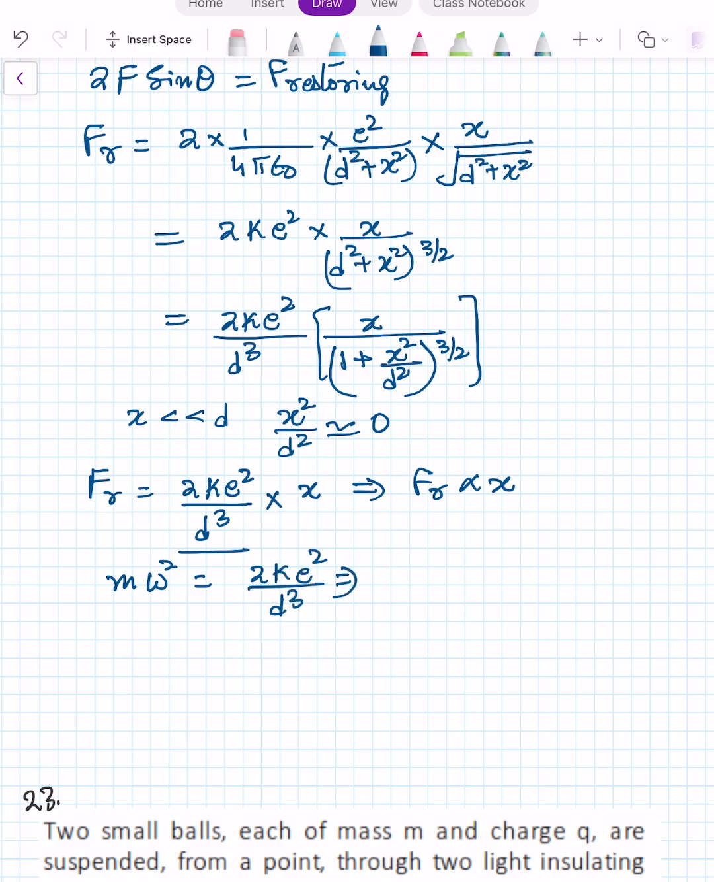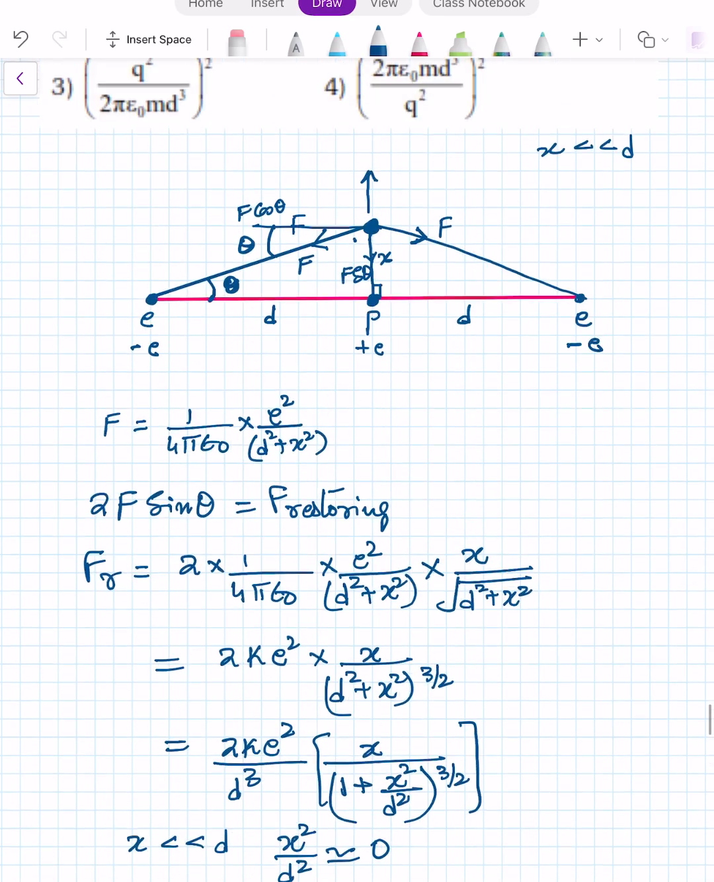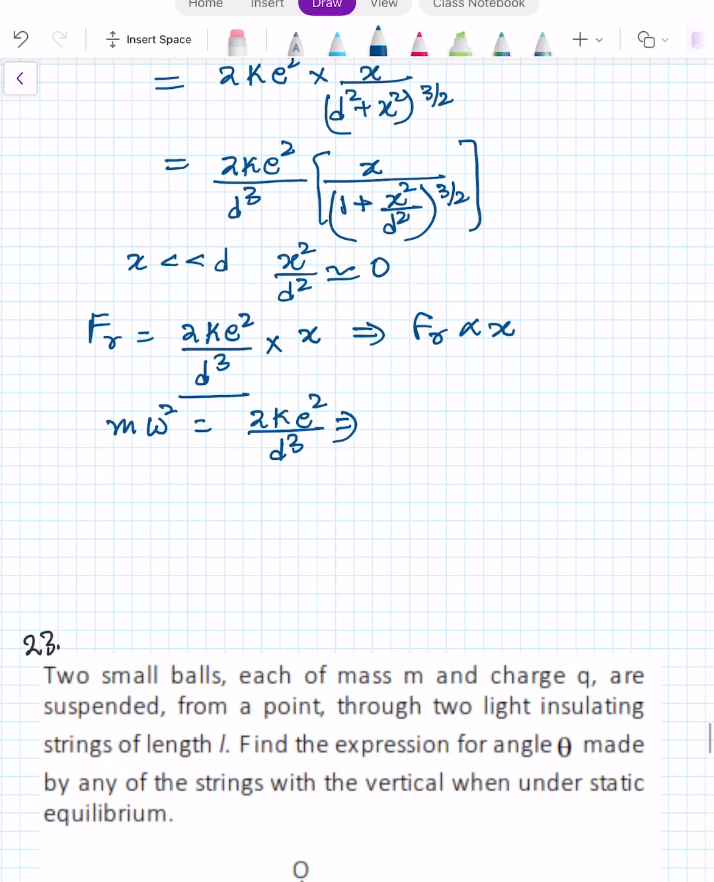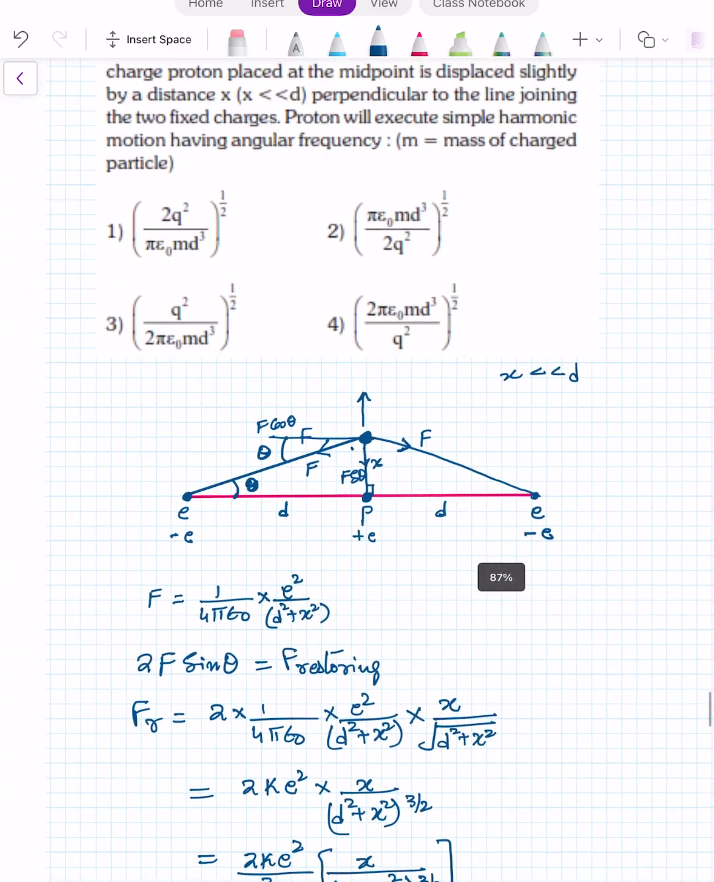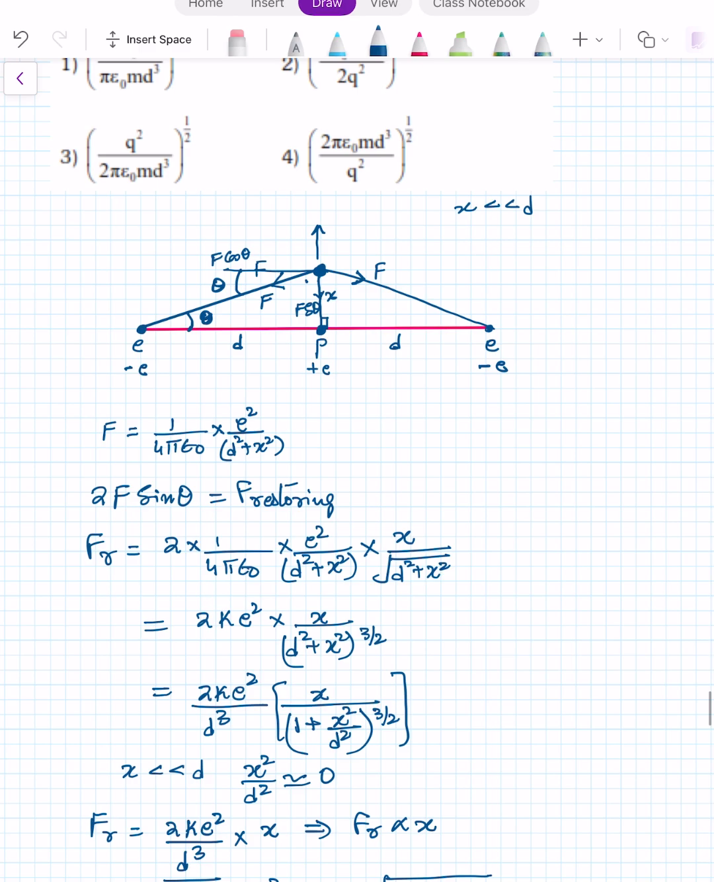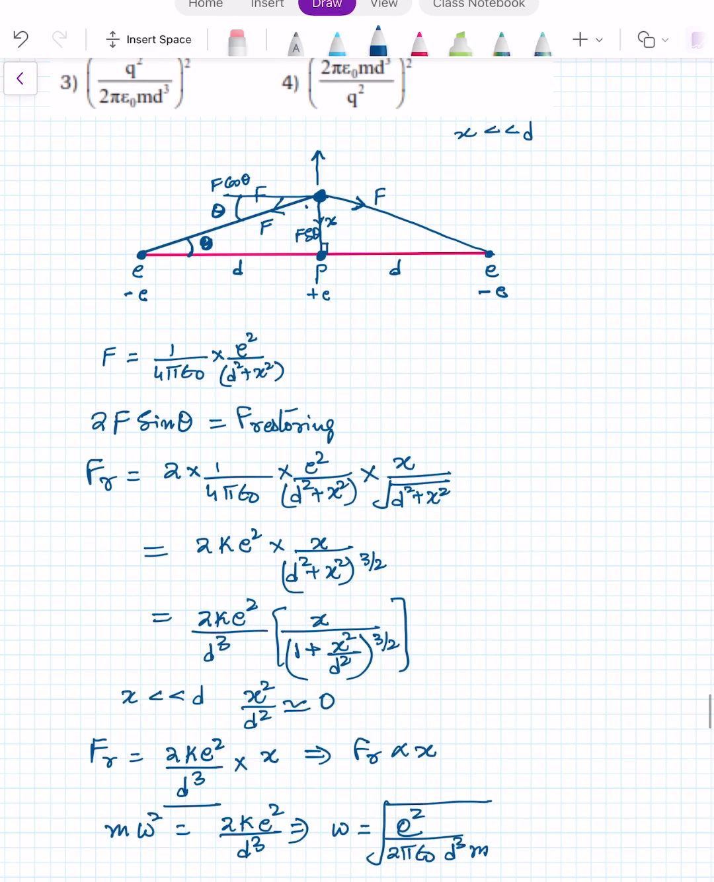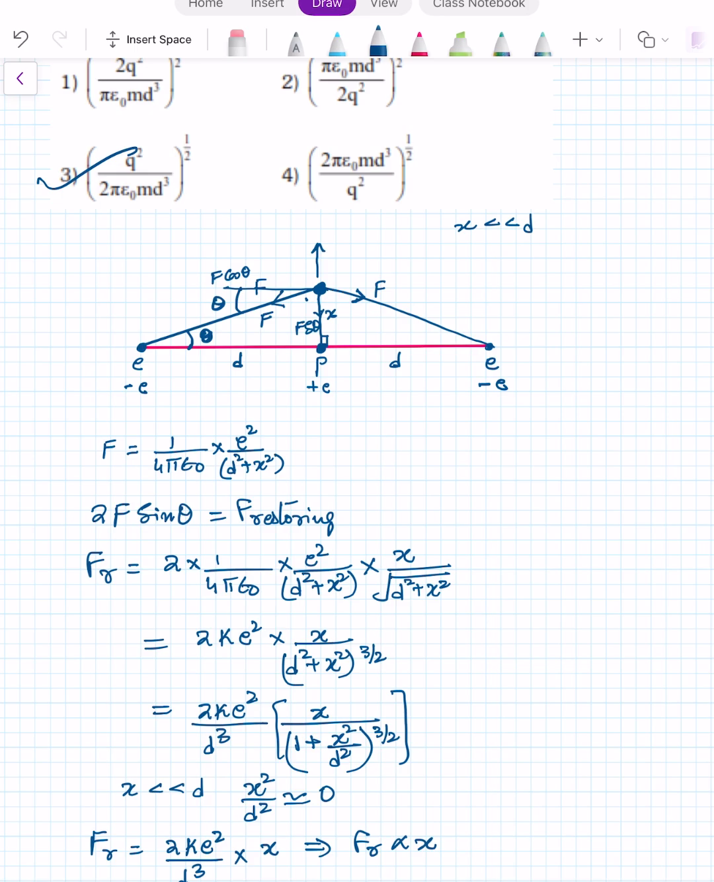That is, frequency of oscillation will come out to be omega is equal to, k we are writing as 1 upon 4 pi epsilon naught. So e square upon 2 pi epsilon naught d cube m, under root. This will be the answer: omega equals root of e square upon 2 pi epsilon naught m d cube. So this will be your answer.